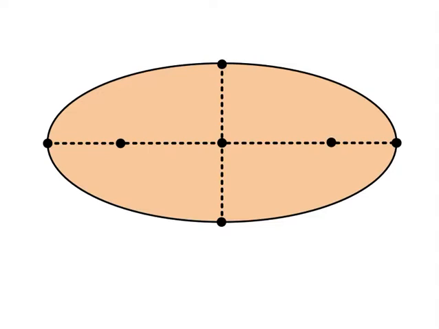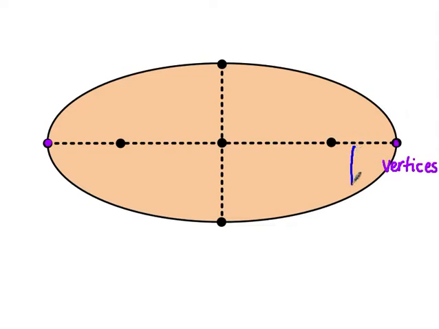Okay, so we're going to start with the purple. What are these points here called? Vertices. That's a plural. Vertex is singular. So the purple are the vertices.